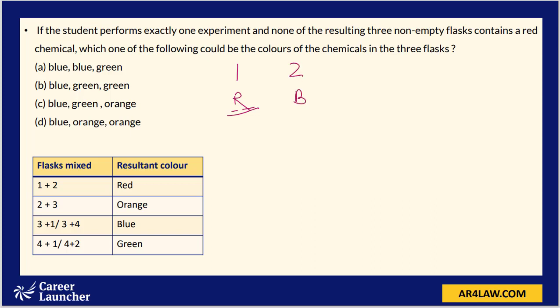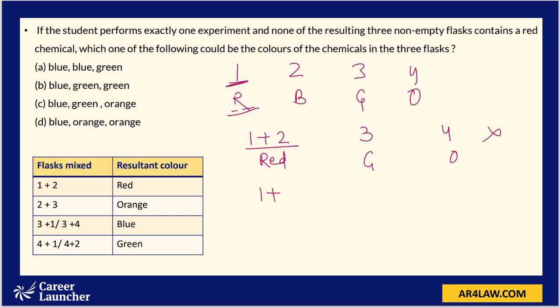2 had blue, 3 had green, and 4 had orange. Now we would be mixing 1 with some other flask so that we are not getting the red chemical again. The possible way to achieve this is that we mix flask 1 with 2 and keep 3 and 4 intact. But the problem here is that when I mix 1 with 2, I am getting red again, which is a violation of the condition given in this question. Keeping 3 as it is would have given me a green and orange, so this is not possible.